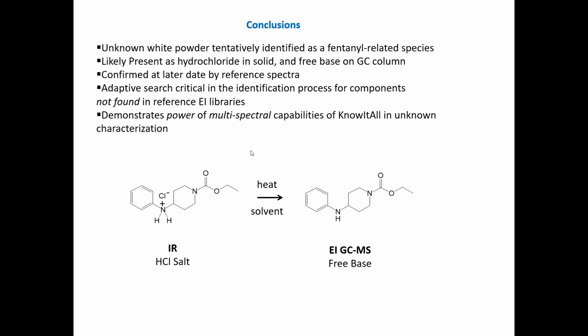But more importantly, I wanted to show that the adaptive search is critical in the identification process for components not found in reference EI libraries. So thus it increases the dynamic range of your current reference libraries, which in a sense makes them more effective at identifying unknowns. And it also demonstrates the power of the multispectral capabilities of know-it-all and unknown characterization to help further confirm identities made by mass spectrometry.